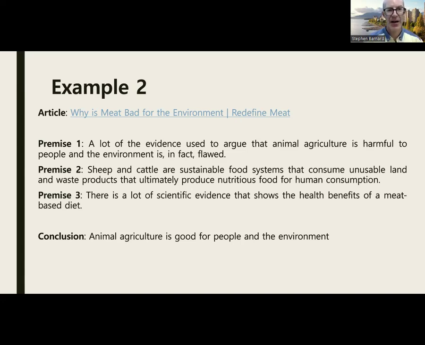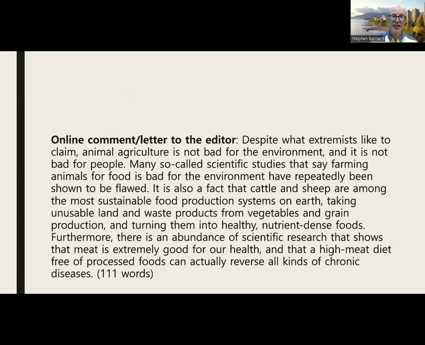So this is a person writing in response to this article, why is meat bad for the environment? But this person disagrees that meat is bad for the environment. This person thinks that actually having a meat-based diet is not only good for people, but it's good for the environment. And then the person writes their paragraph here. So this is what I'm asking you to do.